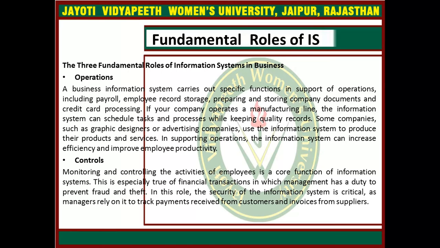If your company operates a manufacturing line, the information system schedules tasks and processes while keeping quality records. Some companies, such as graphic designers or advertising companies, use the information system to produce their products and services. In supporting operations, the information system can increase efficiency and improve employee productivity.